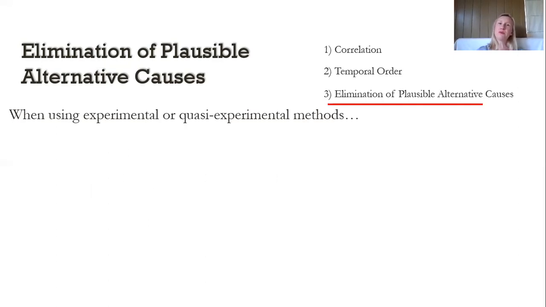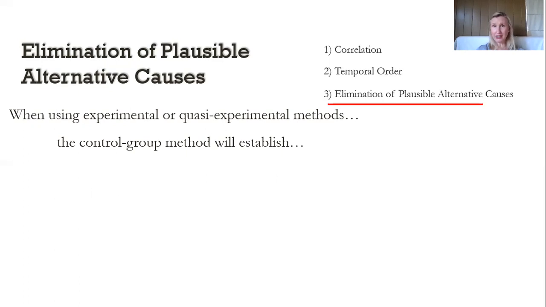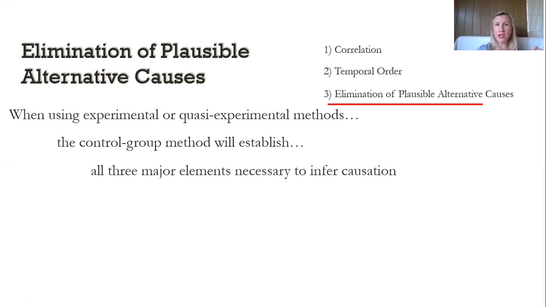So if I'm using experimental or quasi-experimental methods, remember the difference between the two, the control group method can easily establish for me all three major elements necessary to infer causation. A correlation, looking at the differences between group 1 and group 2. It can establish temporal order because I can be really sure about when the independent variable was exposed or when the participants were exposed. And because I'm using two different groups, boom, I can really eliminate other plausible alternative sources.